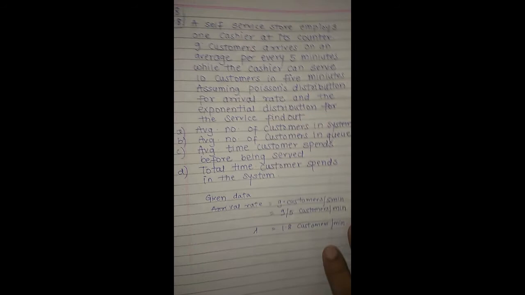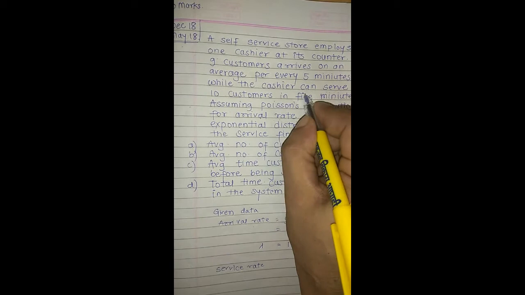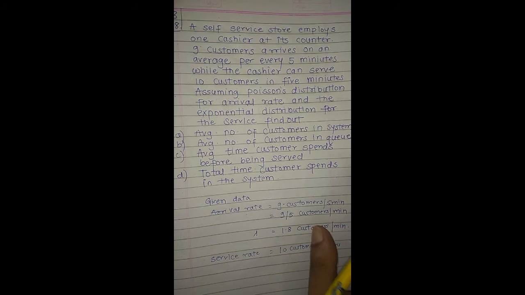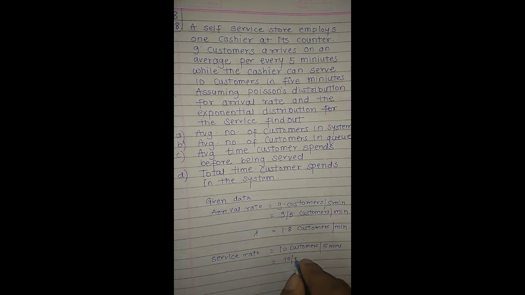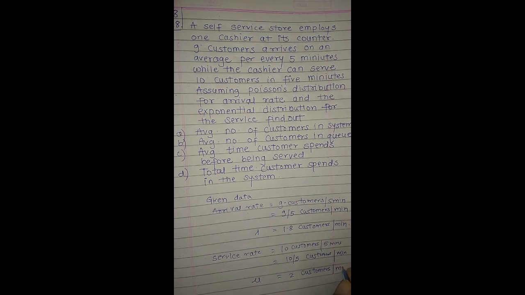Now let us calculate the service rate. They have given the service rate. The cashier can serve 10 customers in every 5 minutes. That means what is the service rate? 10 customers per 5 minutes. That means again we have to convert the service rate per minute. So it is equal to 10 divided by 5 customers per minute. It means that mu is equal to 2 customers per minute.